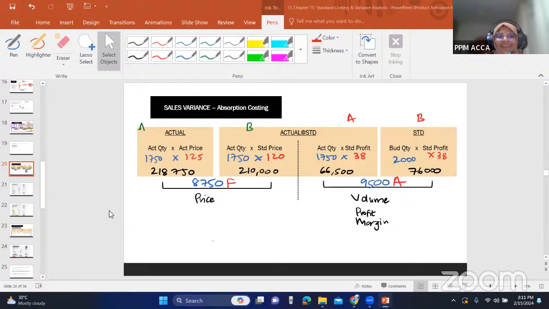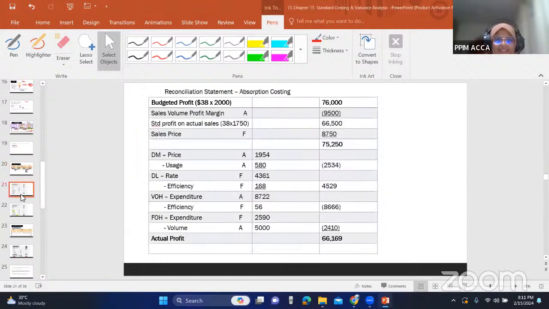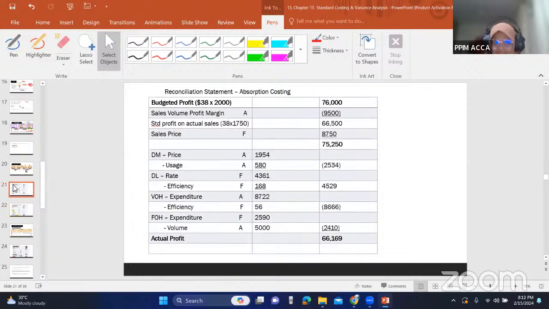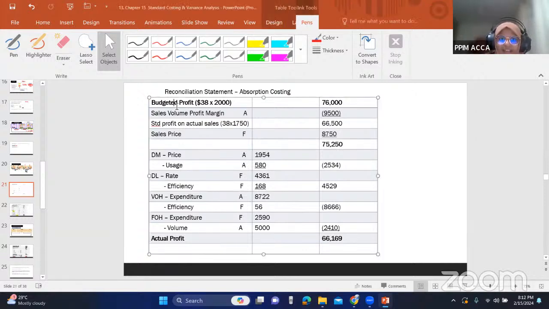Now, another area where they tend to question variance analysis is using something called the reconciliation statement. For absorption costing, it will look like this. It starts with the budgeted profit. Reconciliation means we are trying to see why there is a difference between the budget and the actual. So it starts with the budgeted profit, what the profit should have been, and it ends with the actual profit.